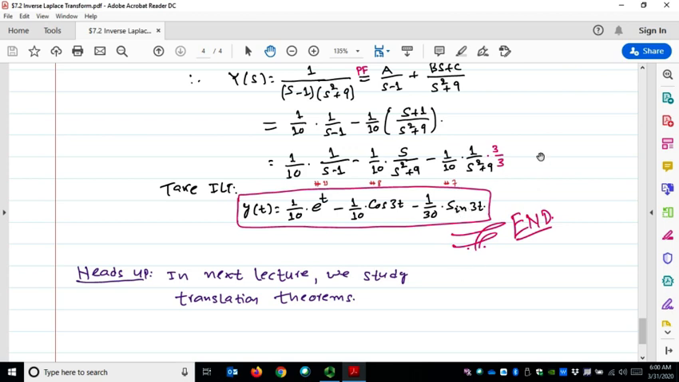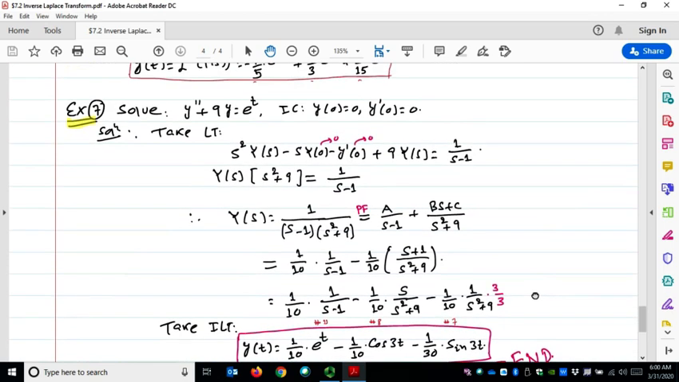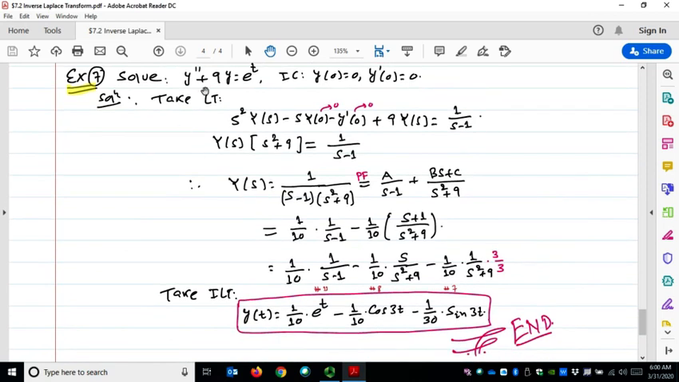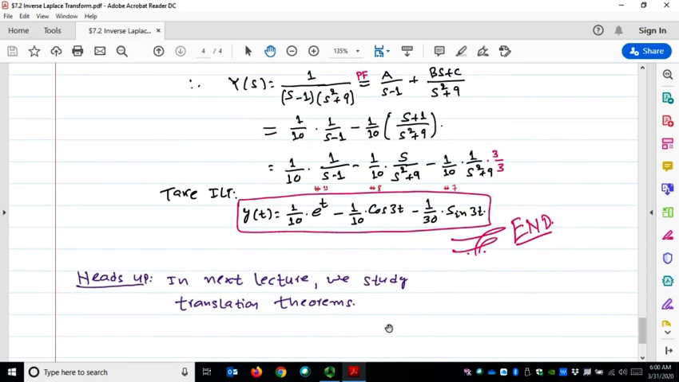So great. We found the solution of this given second order linear differential equation with these initial conditions. Awesome. So we finish this section. Now in the next lecture we'll study the translation theorems. Thank you.